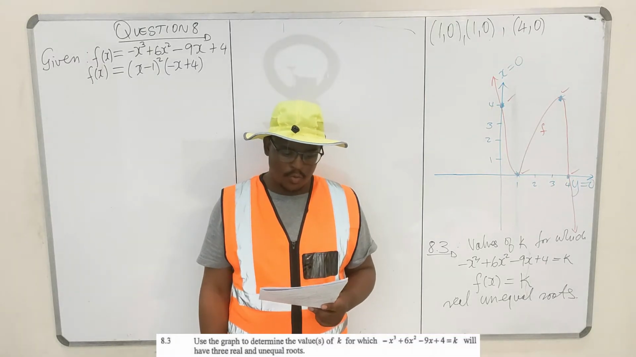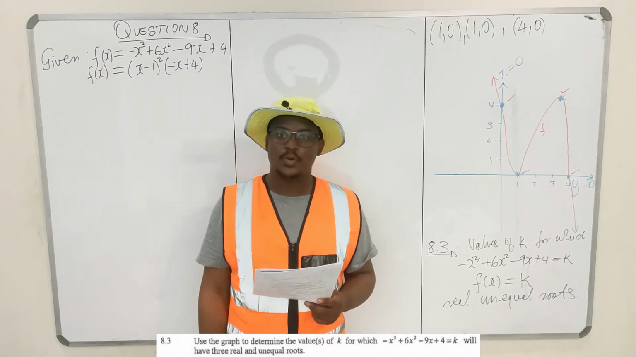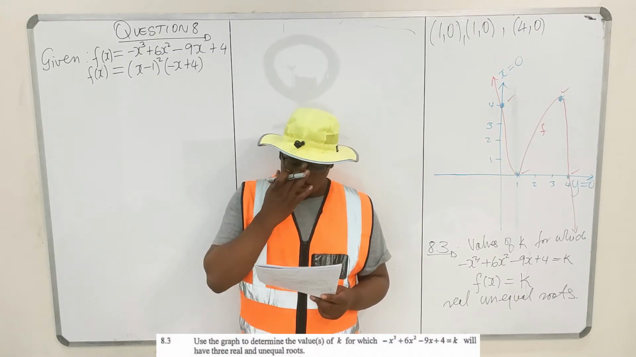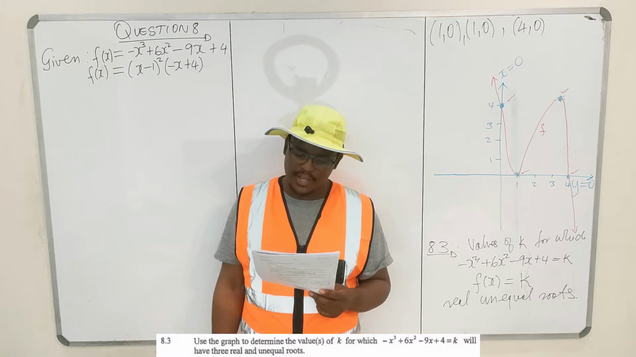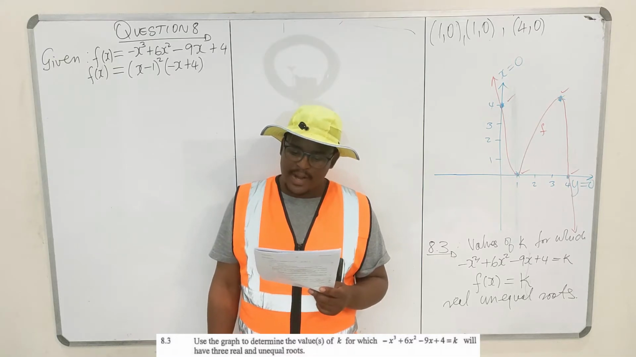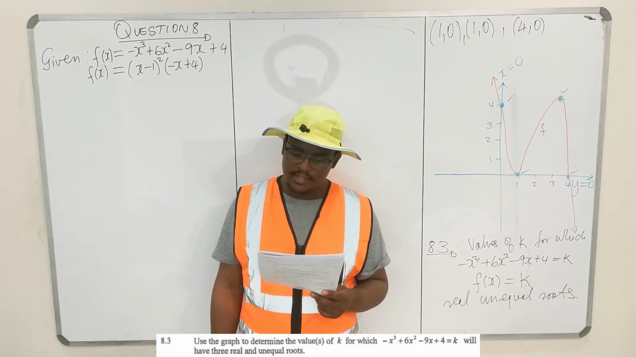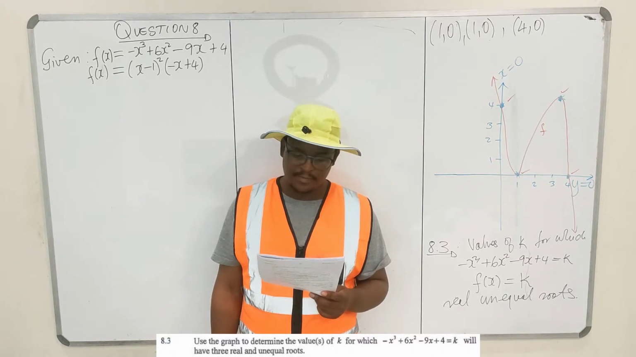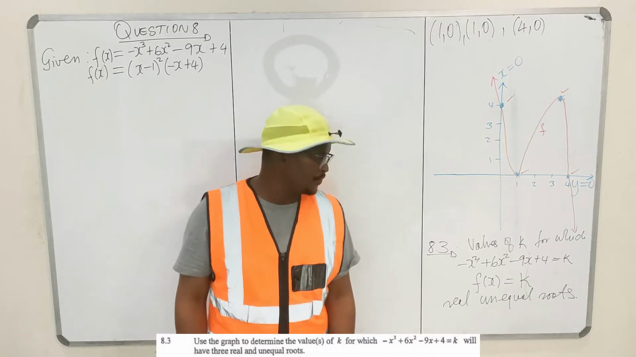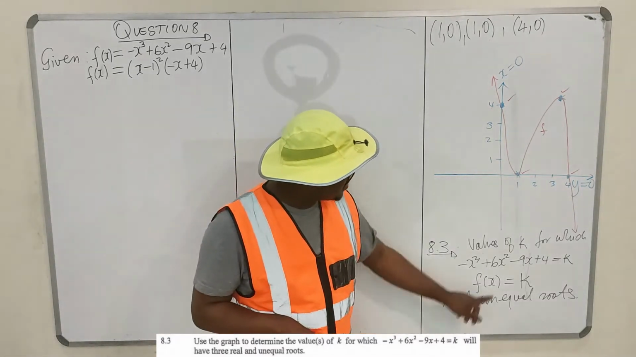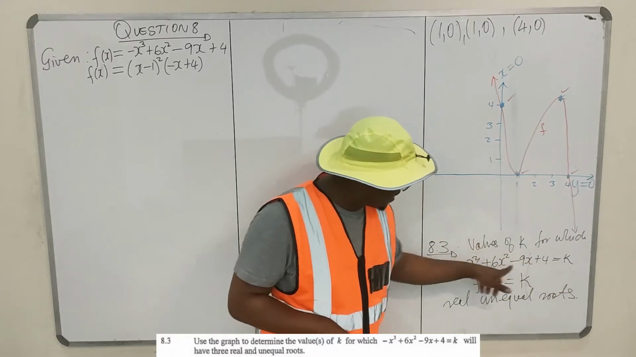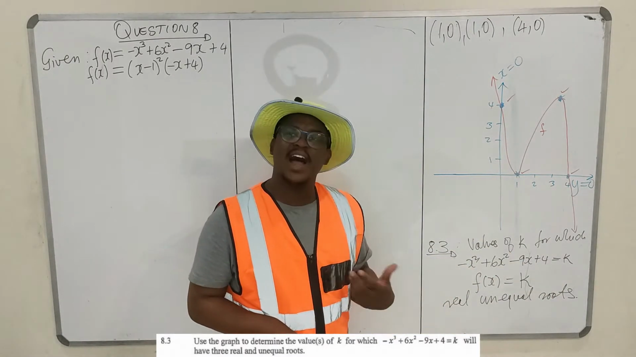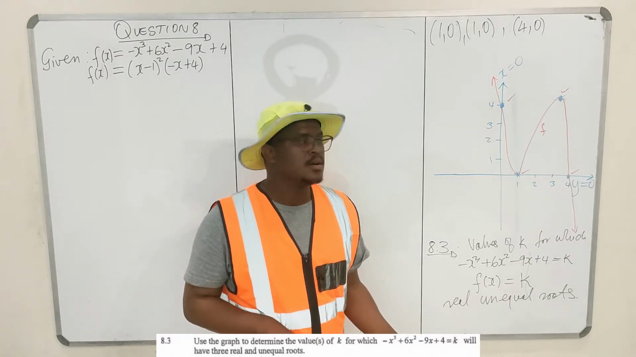Okay, so now we're done cleaning the board. We're going to do 8.3. So 8.3 reads as follows. Use the graph to determine the values of k for which minus x cubed plus 6x squared minus 9x plus 4 is equal to k will have real and unequal roots. So they're asking us to find the values of k for which this equation will have real and unequal roots.